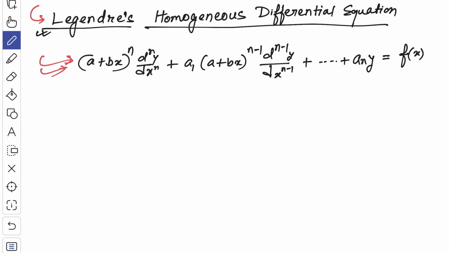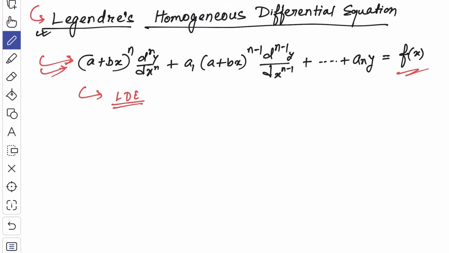So this is the form of Legendre's homogeneous differential equation, where a, b, a1, b1 are constants here, and f of x is a function of x. Before we solve this type of equation, it should be reduced to a linear differential equation. How to reduce it? First, let me discuss how to reduce these equations.